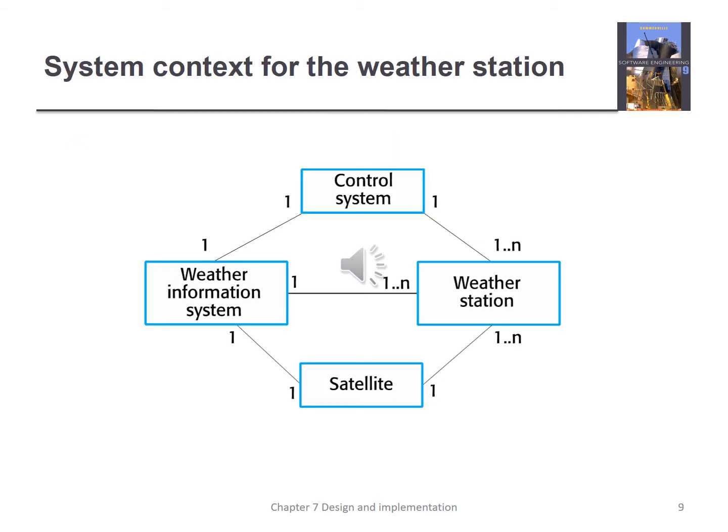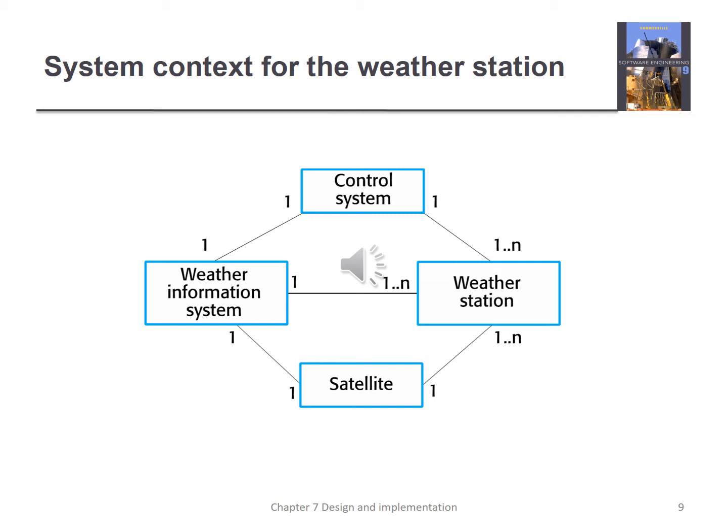If we look at the weather station, we can find out what is in its context, what the subsystems are. First of all, we need a control system to control the satellite and the weather station function, and the communication between them. We need the weather station itself. We need a weather information system, the information which comes from the satellite, and we need the satellite, which gets the information from the instruments in the wilderness.